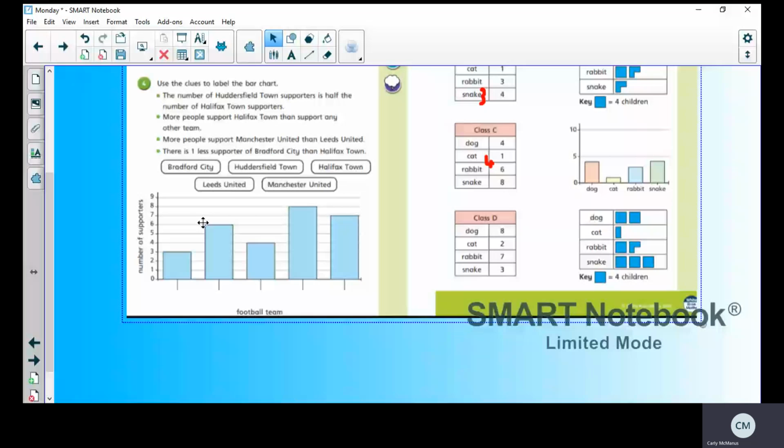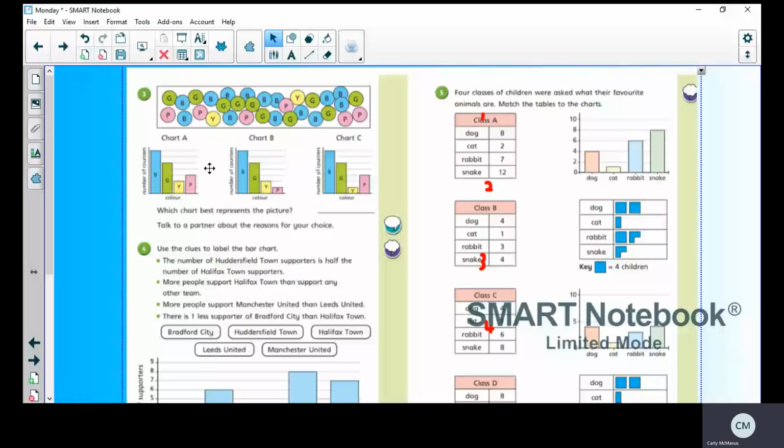And then this one here, it says 4 classes of children were asked what their favourite animals are. Match the table to the chart. So I'm not expecting you to draw the table and the chart out. What I would like you to do is look at class A, and look, it tells you all the 4 different animals and how many children said it was their favourite animal.